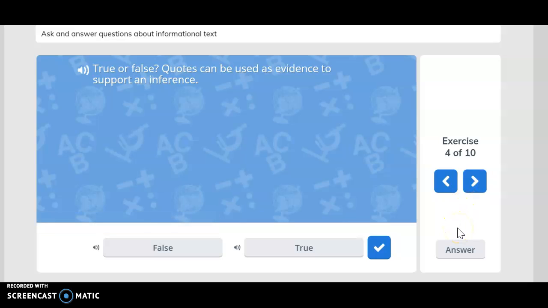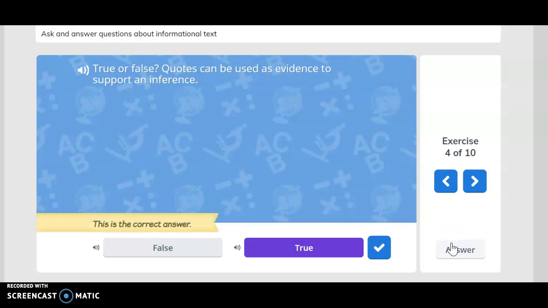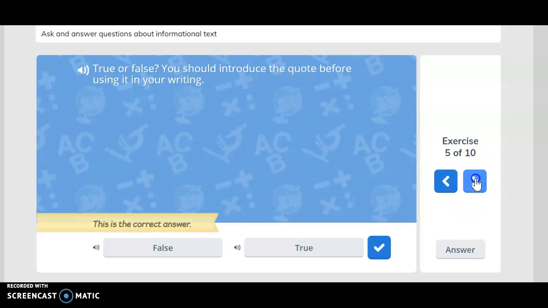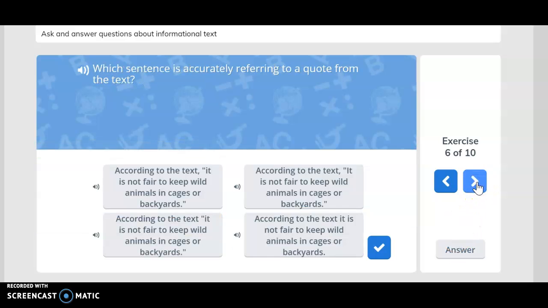True or false? Quotes can be used as evidence to support an inference. You said true, you are correct. True or false? You should introduce the quote before using it in your writing. You said true, you are correct.